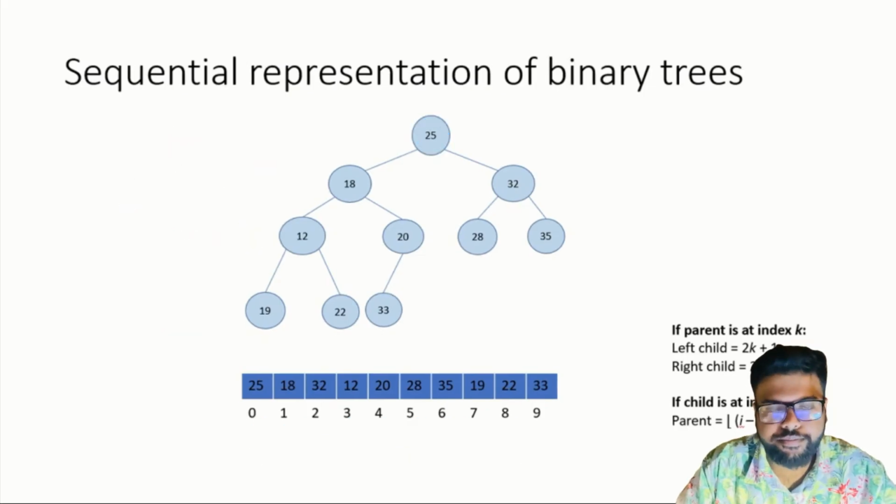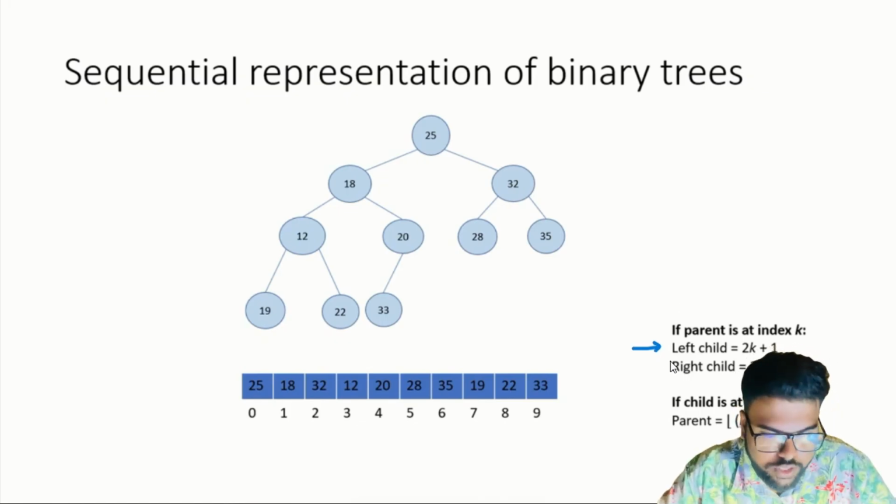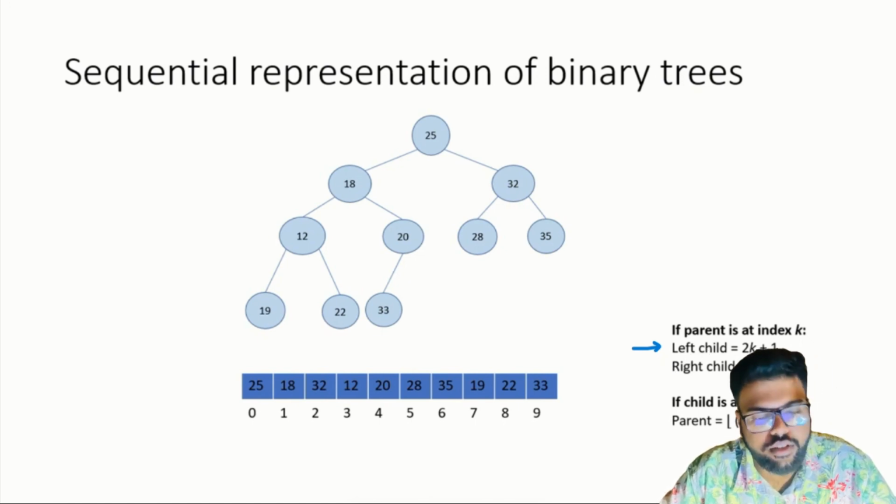Now let's see how to identify each node's left child and right child indexes. There are two equations for the left child and right child. The first one is this one, for the left child. How to find the left child index? We can find the left child index with this equation, and we can find the right child index with this equation.